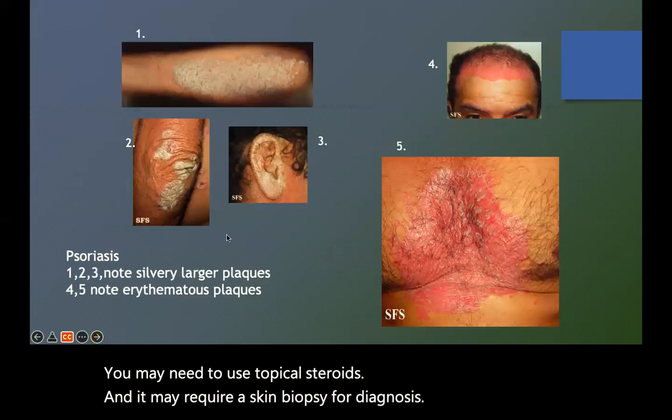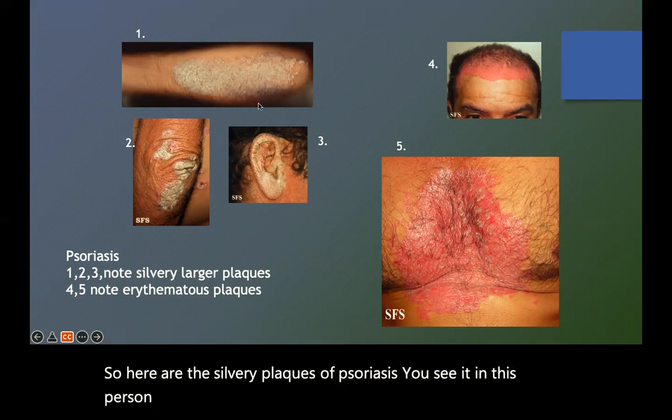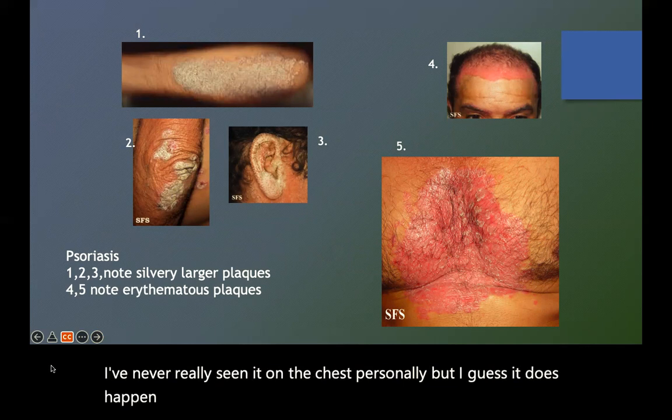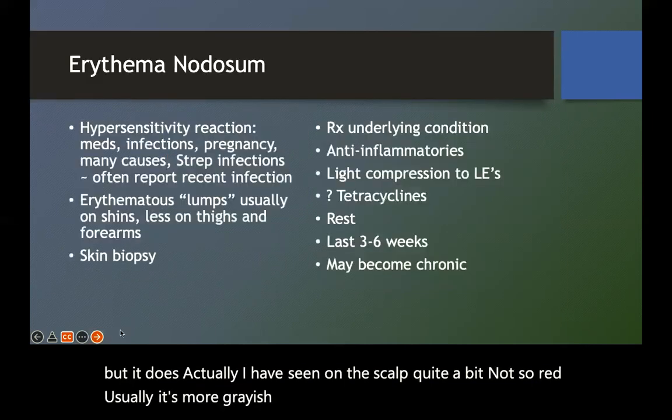So here are the silvery plaques of psoriasis. You see it in this person's ear. Again, it's more common on the elbows, knees. I've never really seen it on the chest personally, but I guess it does happen. And here's one on the scalp. Actually, I have seen it on the scalp quite a bit. Not so red. Usually it's more grayish in color, but you do see it on the scalp.